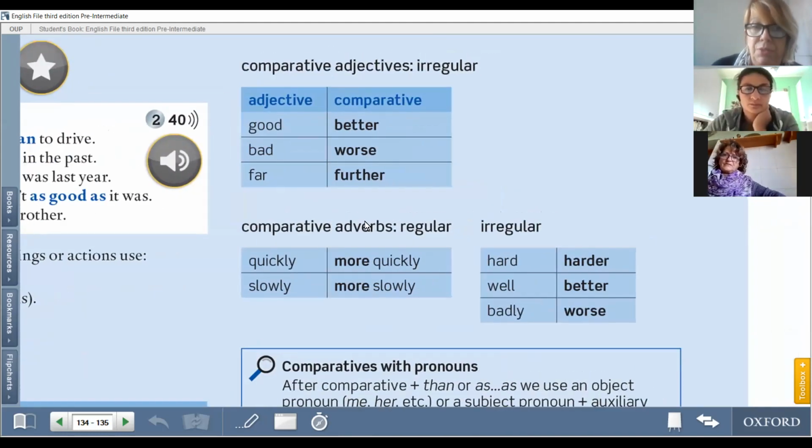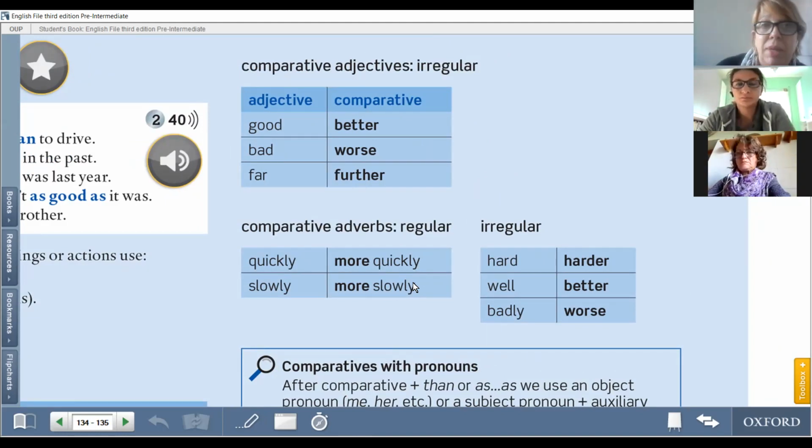The same with the adverbs: quickly, more quickly, slowly, more slowly. Usually with adverbs, you always add more, because usually the adverbs are longer, more than one syllable. And then we have some irregular ones as well for adverbs: hard, harder, that is normal. Well becomes better. Well, better, like good. You see, they got the same. Badly, worse, because it is taken from bad.